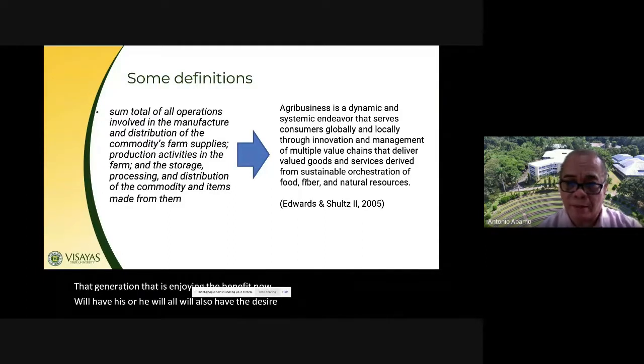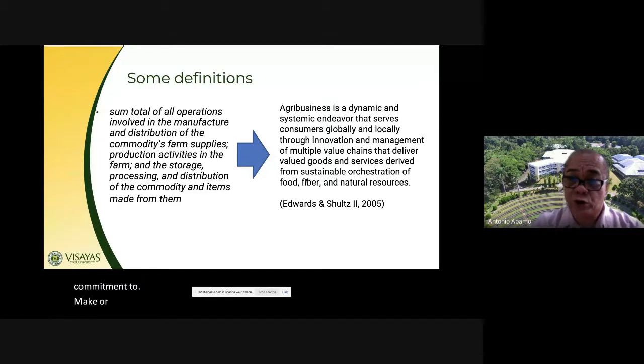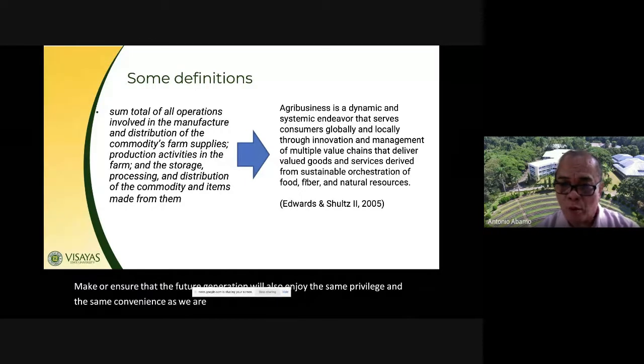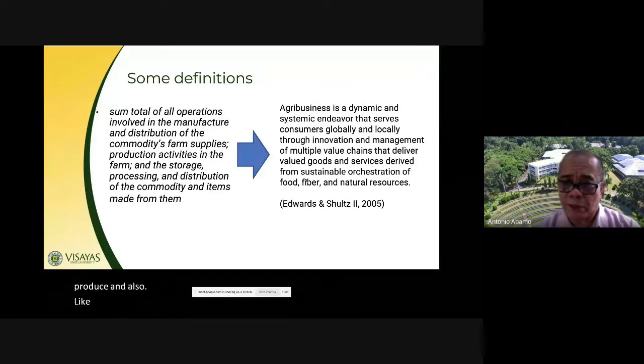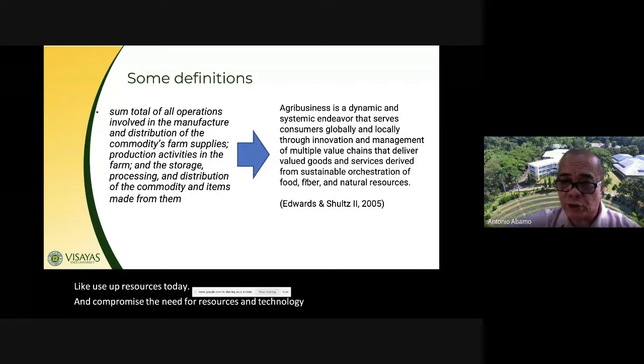will also have the commitment to ensure that the future generation will also enjoy the same privilege and the same convenience as we are enjoying now. In other words, we do not use up resources today and compromise the need for resources and technology in the future generation.